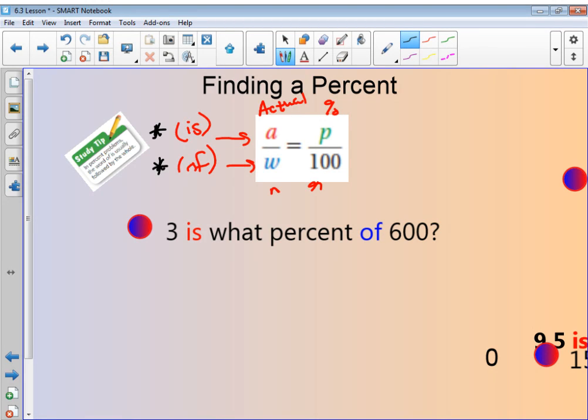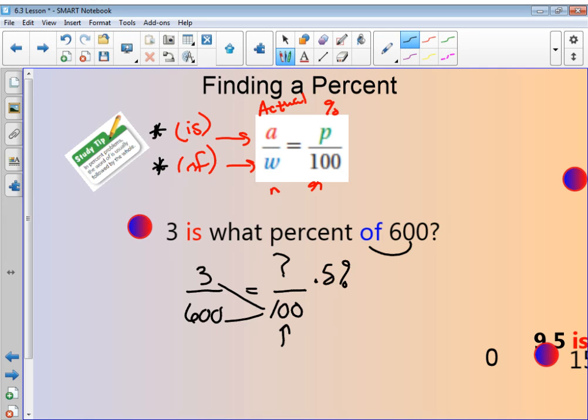Okay, so what percent? So we have 3 over my word of, which is 600. And then my back end is my percent fraction, and that's always over 100. So you have to infer this third piece if you're looking for the percent. Okay, so we're going to take 3 times 100 divided by 600. So 3 times 100 is 300, divided by 600 should give me 0.5, and it does. So that would be 0.5%.